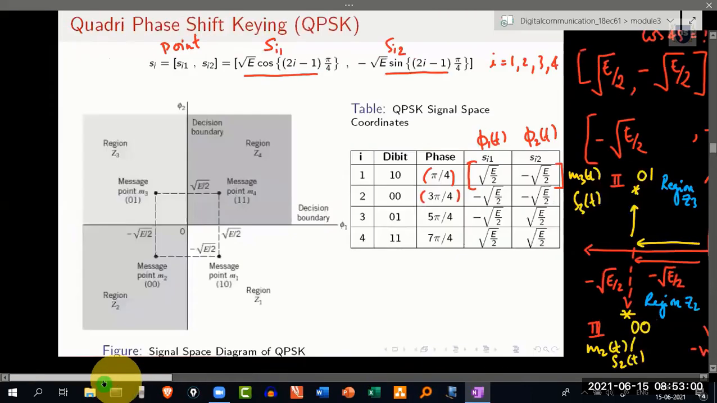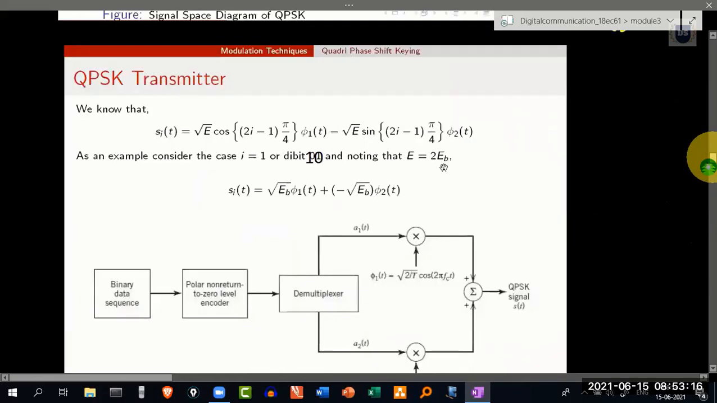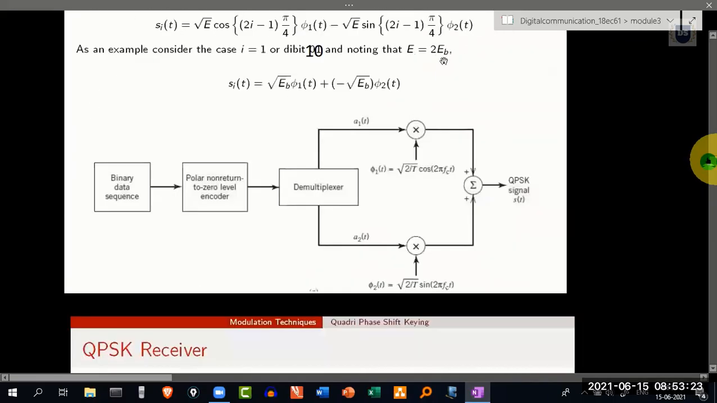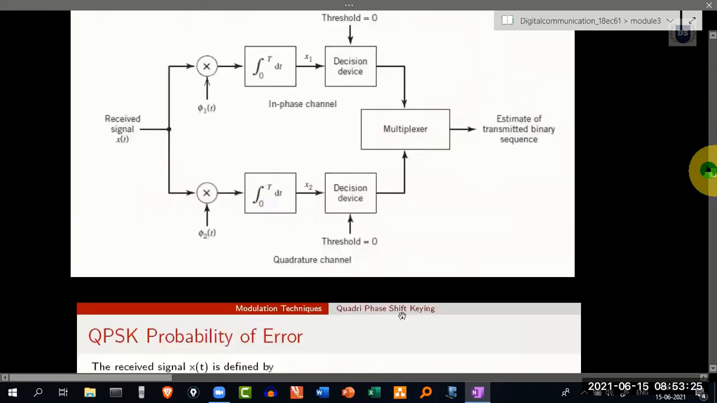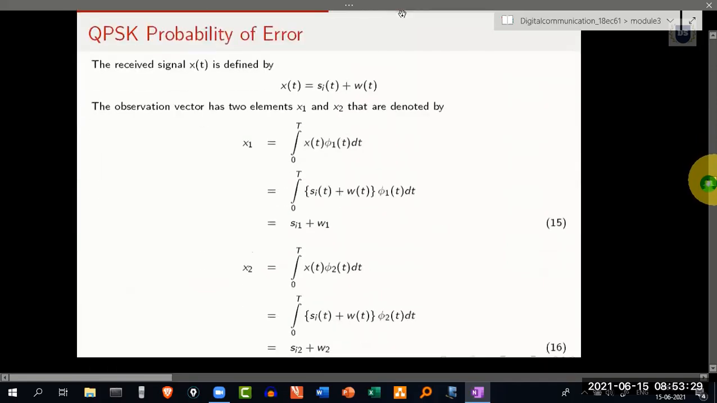So we have written the same thing over here. This diagram right now represents our constellation diagram. After drawing this constellation diagram, let's try to derive the probability of error. Later, after discussing probability of error, we'll move on with the transmitter and receiver diagram related to QPSK. So first, let's go through the probability of error.